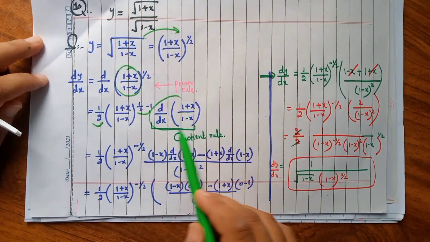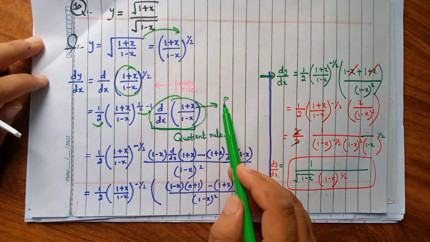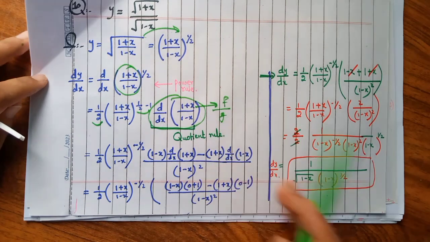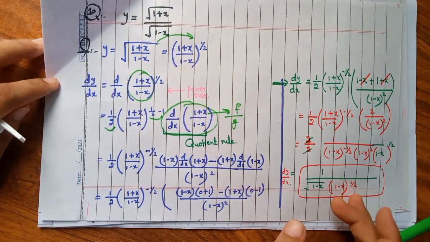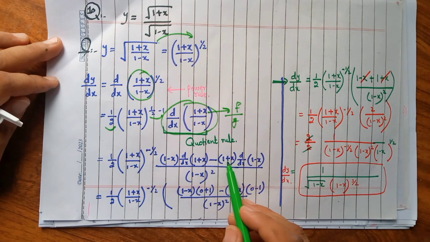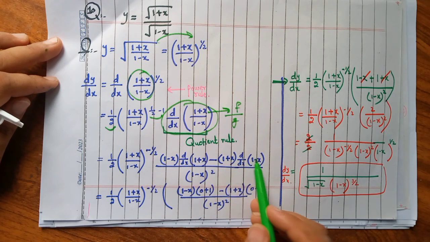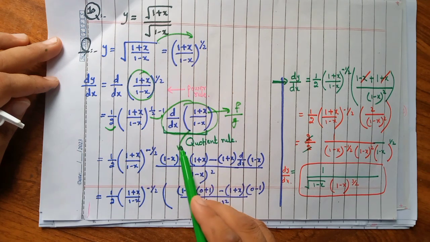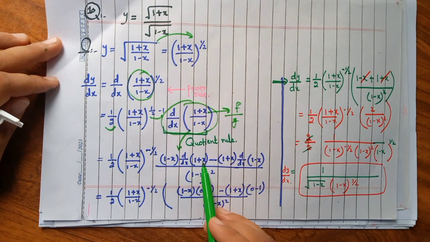So this portion involves the quotient rule, because there are two values in the form of division, so we will apply the quotient rule here. So this is g squared, this is g f, this is f, and this is g. So we will apply the quotient rule on this portion, and the derivative of 1 is 0 and the derivative of x is equal to 1. So this will be equal to 1.